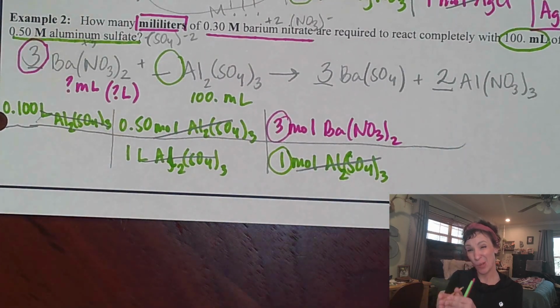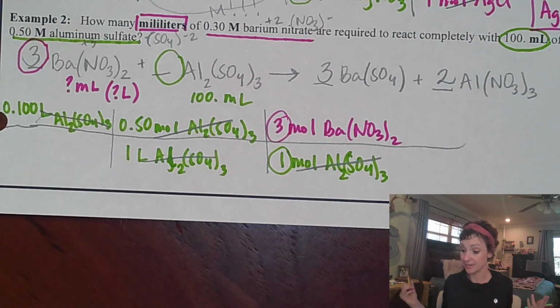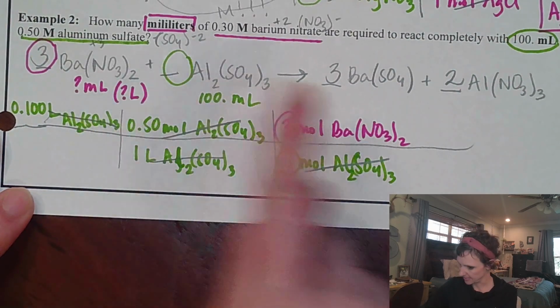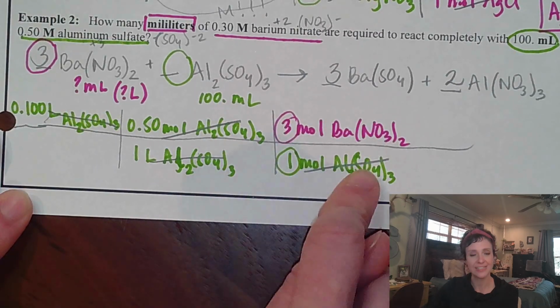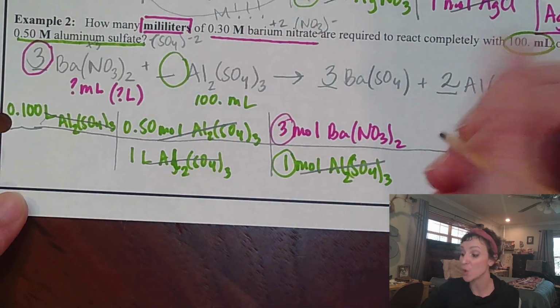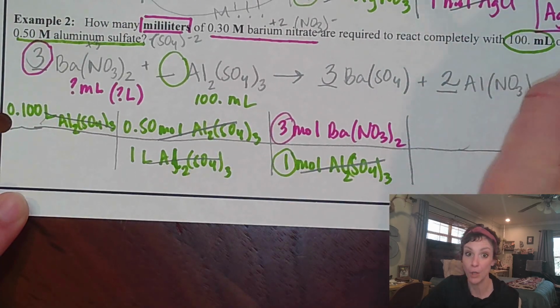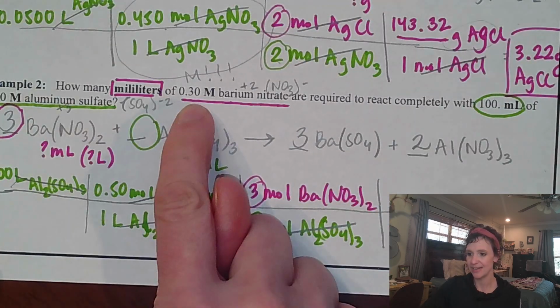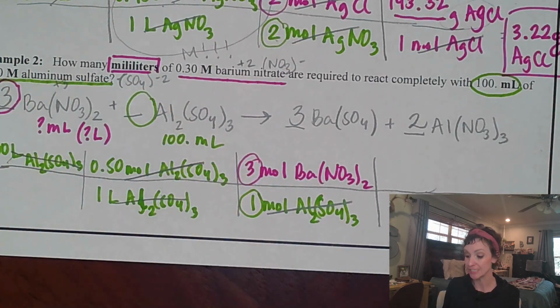I've made it to moles of my final guy, barium nitrate, but I'm not asking you to solve for moles of barium nitrate. I'm asking you to solve for the volume. That means I need to convert moles to volume somehow. That's using my molarity. Molarity equates how many moles you have in a certain volume in liters of solution. Well, the molarity for barium nitrate is 0.3 molar. That means there is 0.3 moles in every 1 liter of solution.